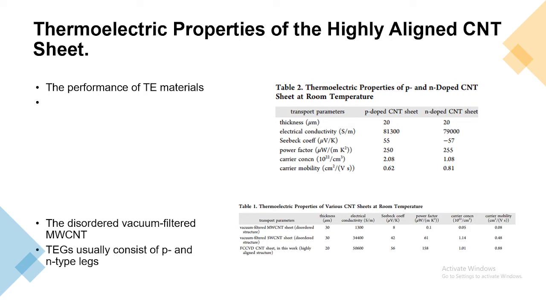Moving on to the thermoelectric properties of highly aligned CNT sheets, the performance of TE materials is evaluated by a dimensionless figure of merit ZT, which is defined as ZT equals S squared sigma T over K, where S is the Seebeck coefficient, sigma is the electrical conductivity, and K is the thermal conductivity. It is seen that the disordered bulk MWCNT sheets have a relatively low electrical conductivity, 1.3 times 10 to the 3 compared to the SWCNT, due to its low carrier mobility, 0.08.